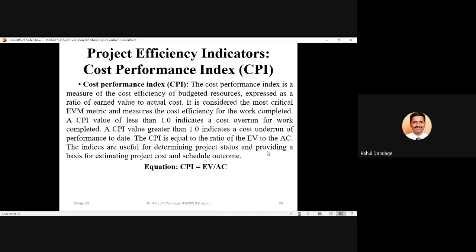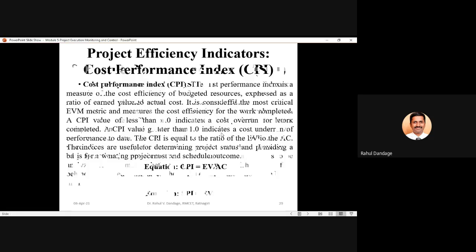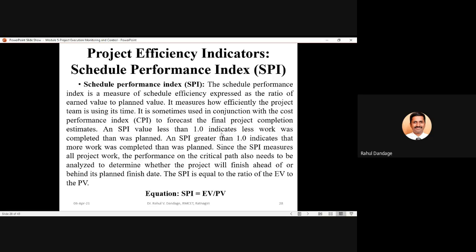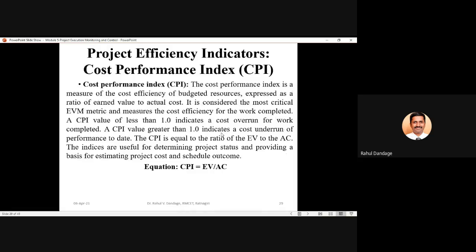The second ratio which we should consider is cost performance index, that is CPI. Similar to the schedule performance index, CPI also has a ratio. The only difference is that in schedule performance index, the ratio was EV to PV, earned value to planned value. In case of cost performance index, as we need to monitor the performance of the project with respect to the cost incurred, we take the ratio of EV to actual cost. So earned value divided by actual cost will be our cost performance index.